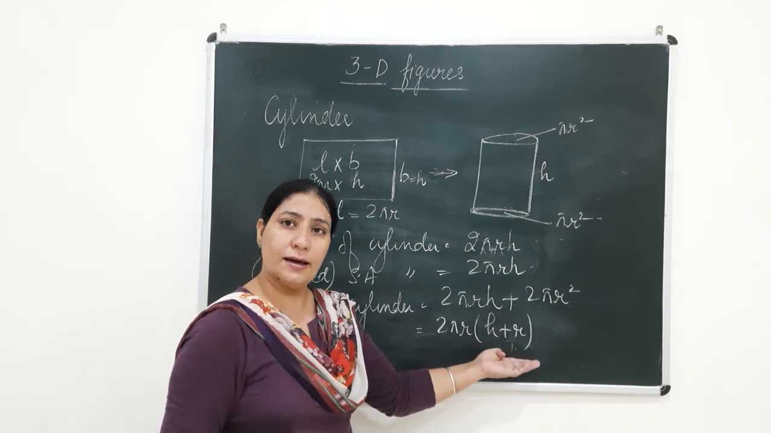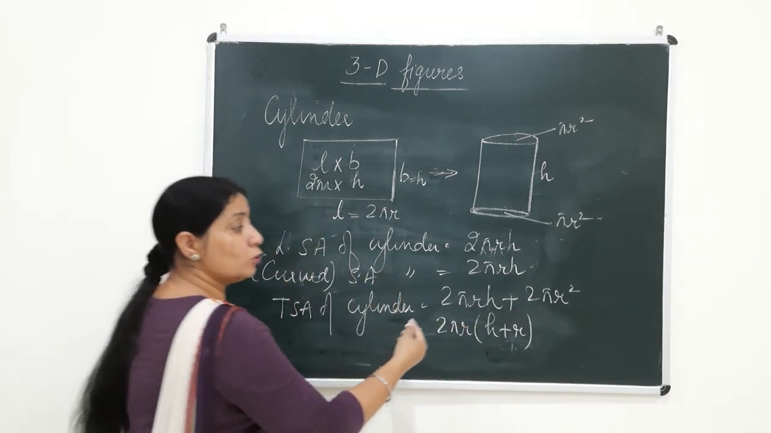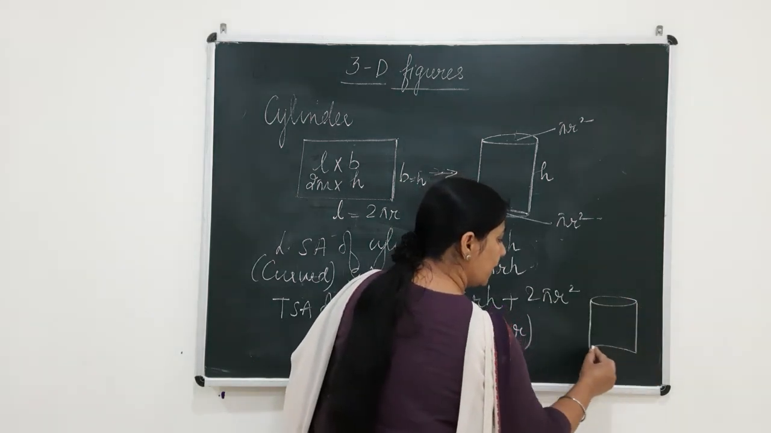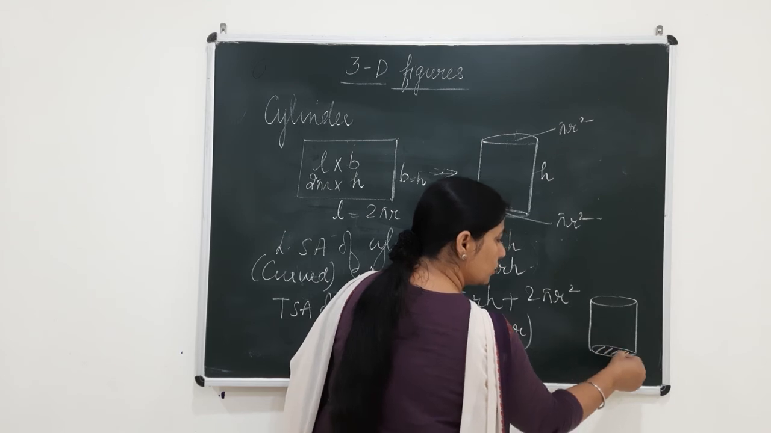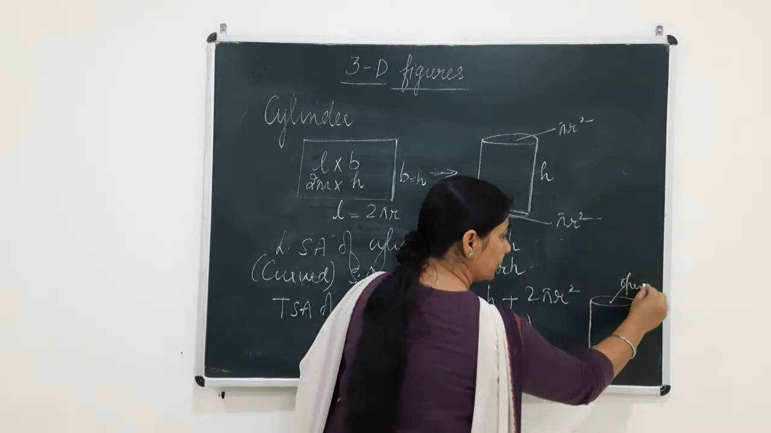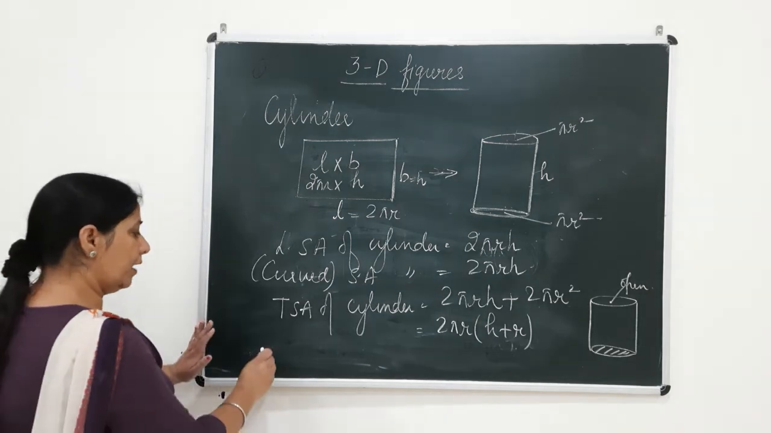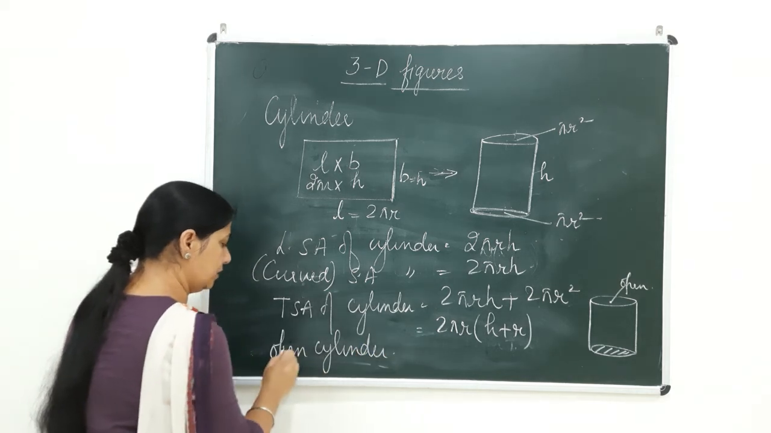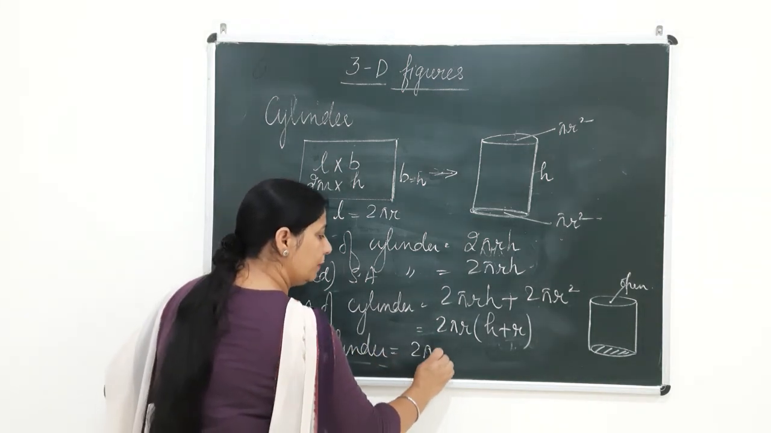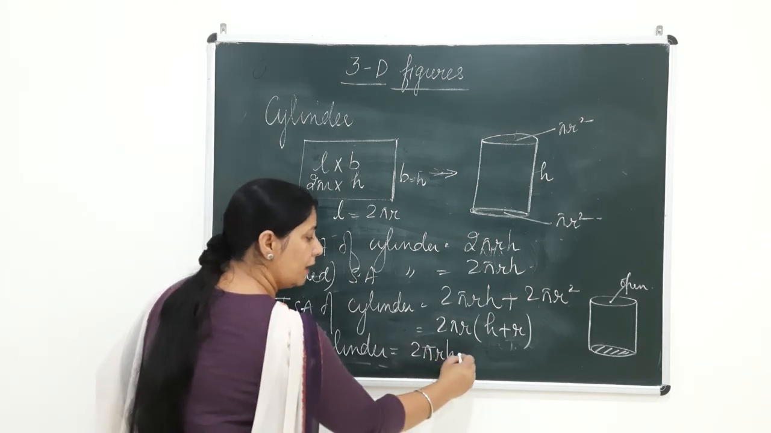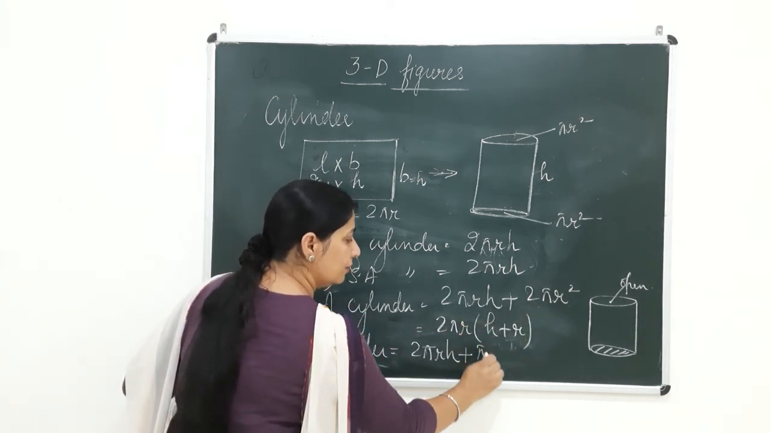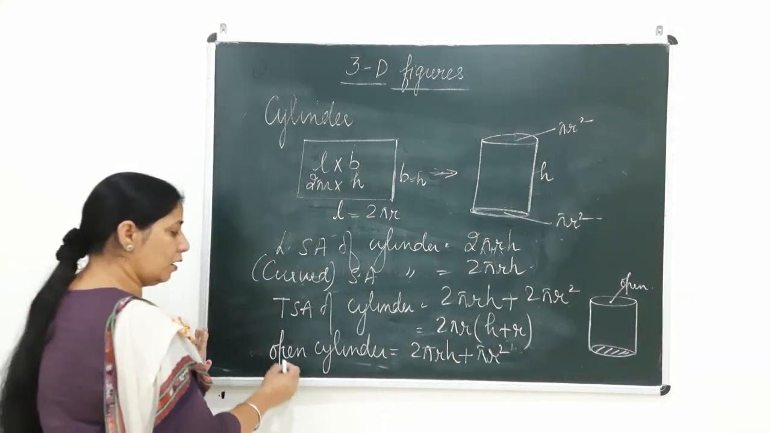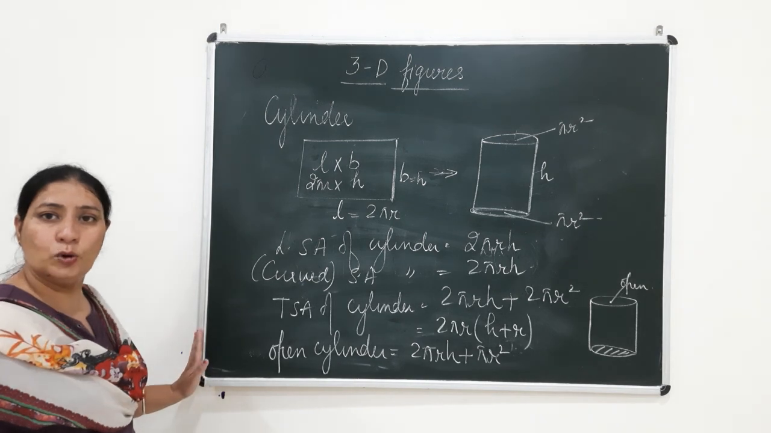So children, this is the formula for the total surface area of a cylinder, which is 2 pi r bracket h plus r. Now if my cylinder is open, for example, I have a glass of water. This part is closed whereas this part is open. That means if I have an open cylinder, children, then the area of the cylinder will be 2 pi r h, which is the curved part, adding to it only one circle, that is only pi r square. So this becomes the area of an open cylinder. Hope it's clear to you.